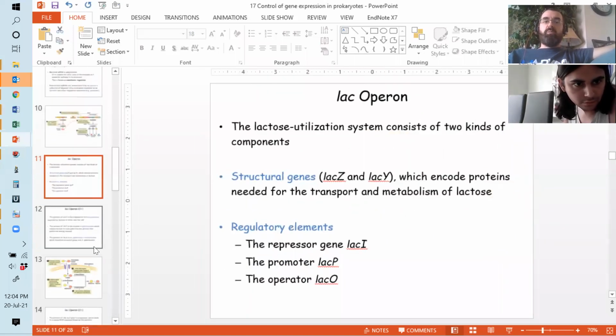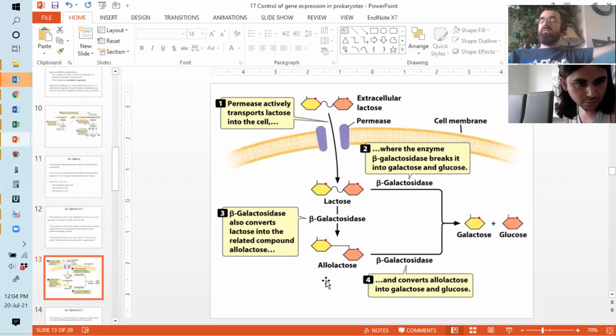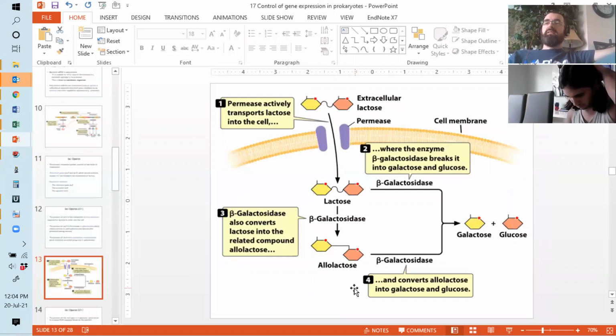So basically, the lac operon is, let's do it down here first. It's all about lactose, hence lac. So lactose, a big part of milk. It's actually what a lot of people are intolerant to.